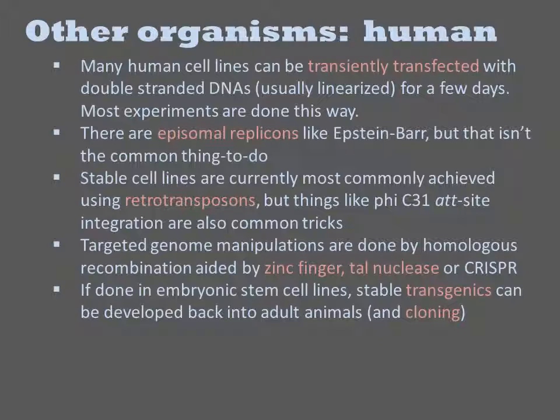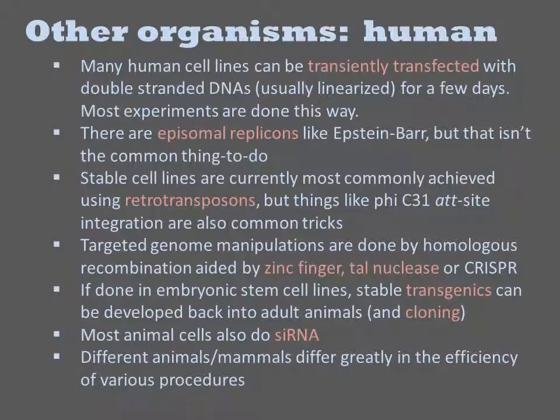This capability leads to the ability to generate clonal populations of animals. In addition to manipulating DNA in animal cells, most animal cells also do siRNA, and thus gene expression can be manipulated epigenetically. Different animals and mammals differ greatly in the efficiency of these various procedures, and even different cell lines from a single organism may vary greatly in their ability to be modified.